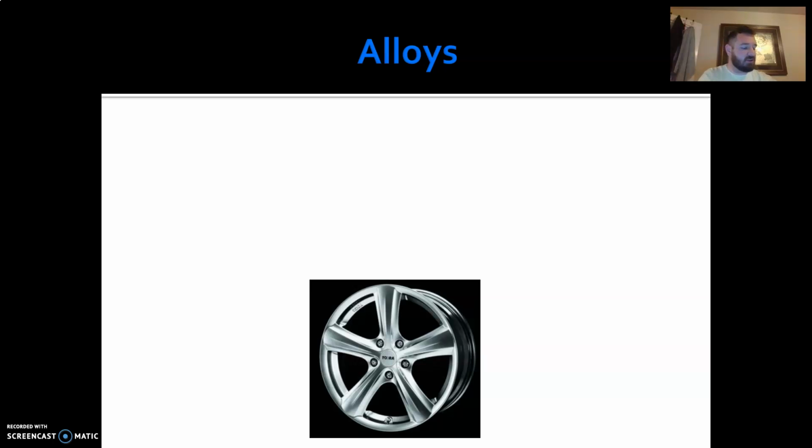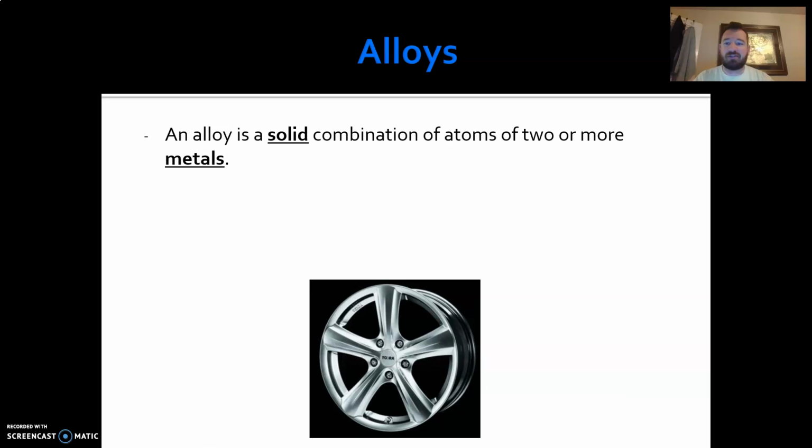And last but not least, we have alloys. Now, alloys you would not find on your periodic table. Unlike the previous three, we can use the periodic table to find and identify metals, nonmetals, and metalloids. But alloys, right, is a solid combination of two or more metals.